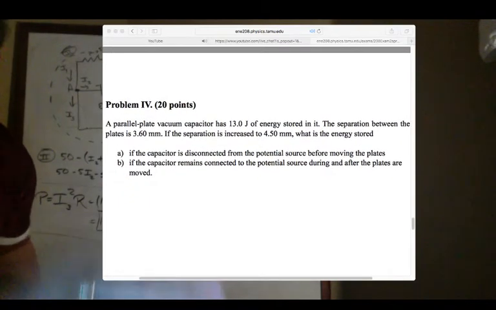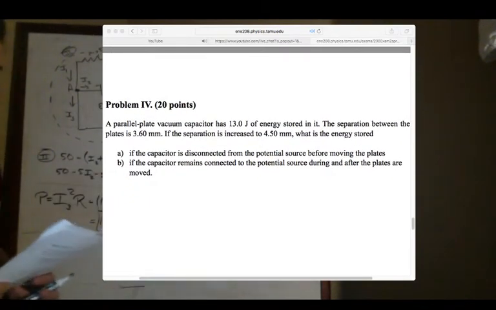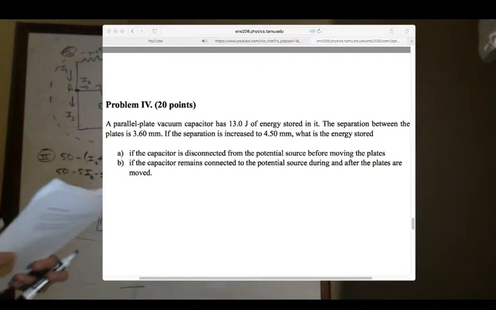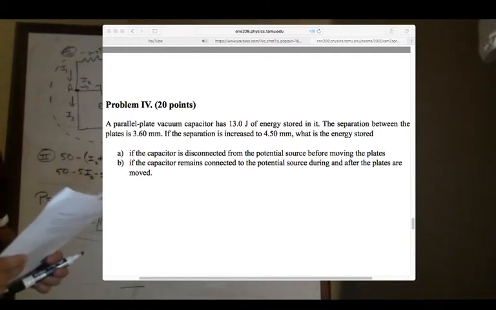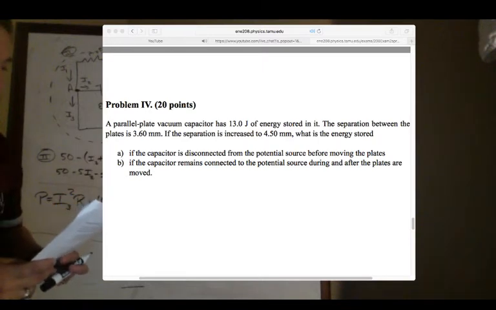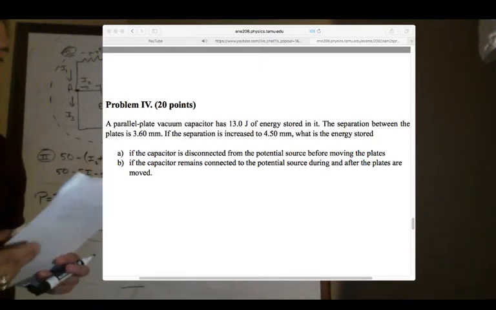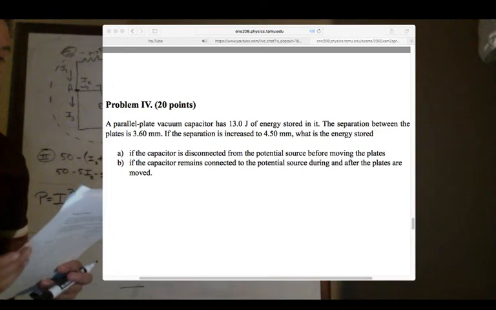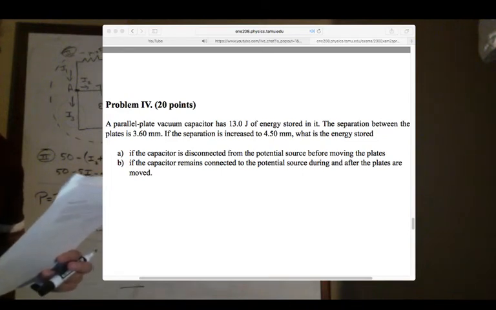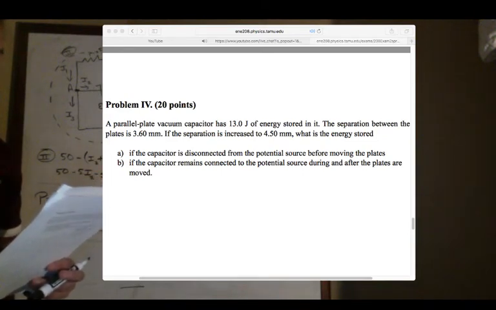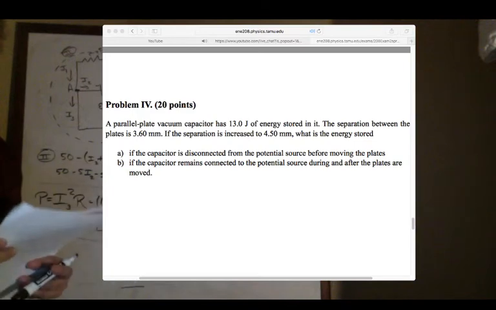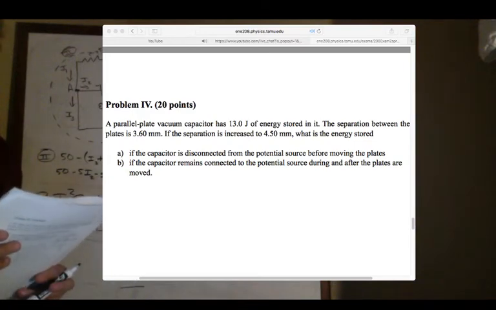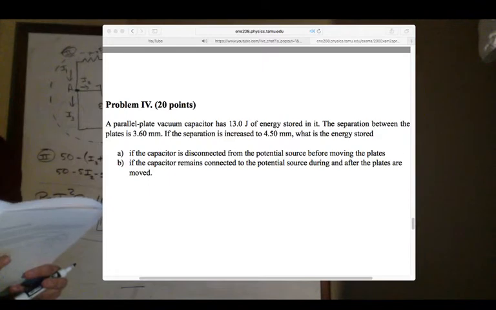Alright, so let's take a look at this one. What it says is that a parallel plate vacuum capacitor has 13 joules of energy stored in it. The separation between the plates is 3.6 millimeters. If the separation is increased to 4.5 millimeters, what is the energy stored in part A if the capacitor is disconnected from the potential source before moving the plates? Part B, what if it remains connected and after the plates are moved?